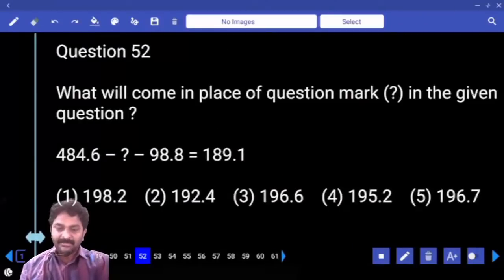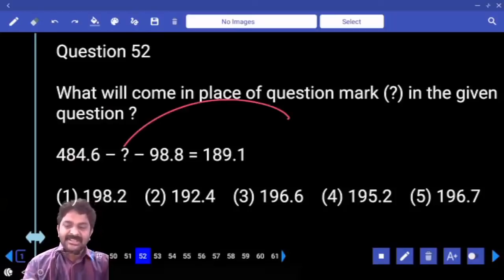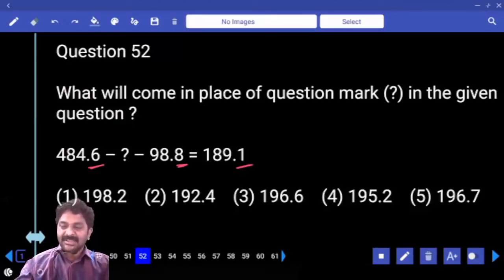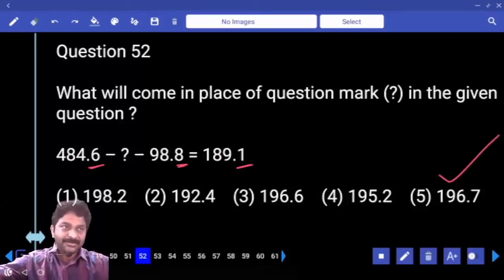Right. So, can we do last digit verification? But let's see. Minus x goes to the other side. 189.1 comes to the left hand side. 6 minus 8. Come on. 8. 8 minus 1, 7. So the answer must end with 0.7 only. Only one option. We are verifying only the number after decimal.